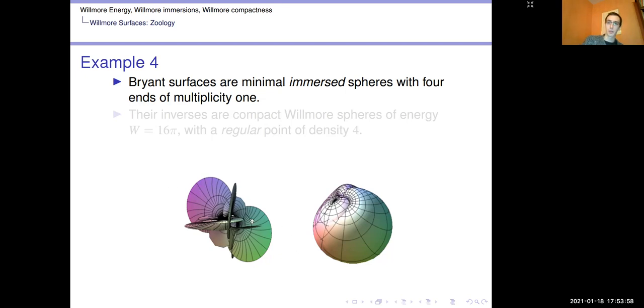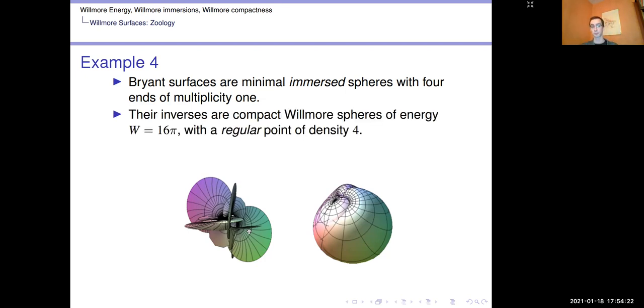So here I think we can see them. There's one which is in the plane of the screen, one which is orthogonal to the plane of the screen but vertical, so this one there, and two which are horizontal, this one and this one. So four sheets going to infinity, but these four sheets correspond to four different ends of multiplicity 1. So four regular ends. And this means that when I take an inversion, I'm going to obtain an immersed Willmore sphere of energy 16 pi with a regular point of density 4.